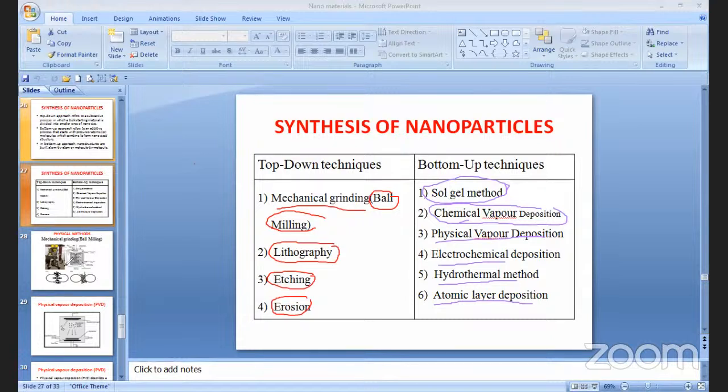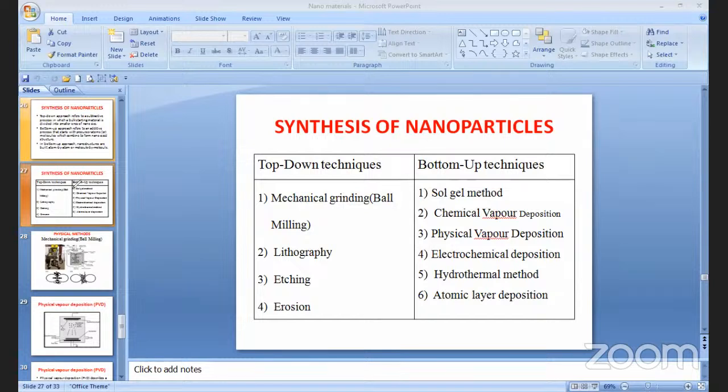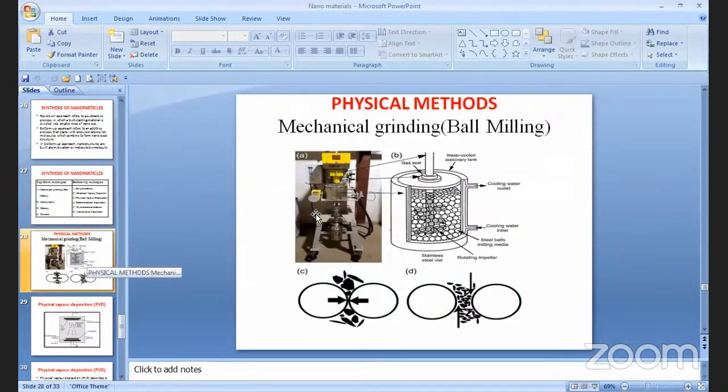Okay. So now next we'll move to the physical methods, which we are going to discuss. In the case of physical methods, the first one is the ball milling method, which is also known as mechanical grinding. Either mechanical grinding or ball milling, both come under the top-down technique.